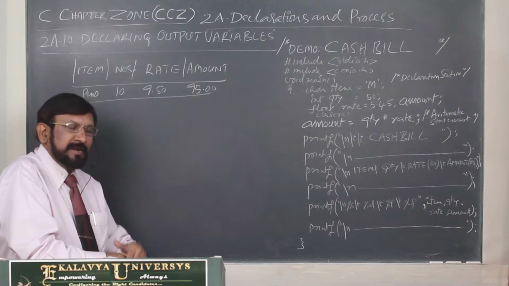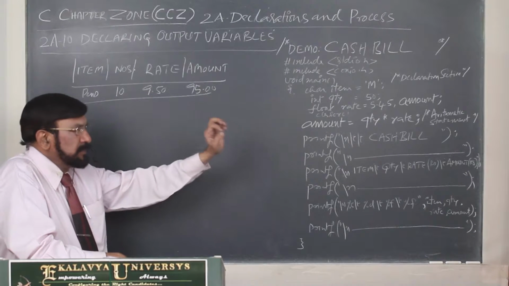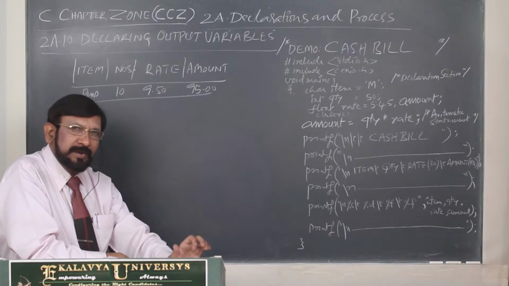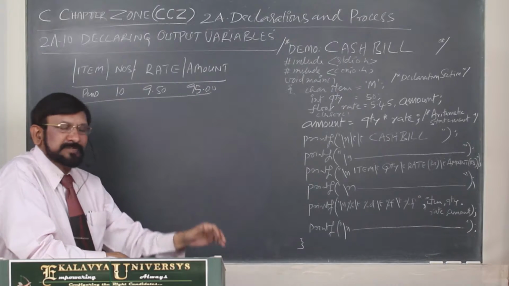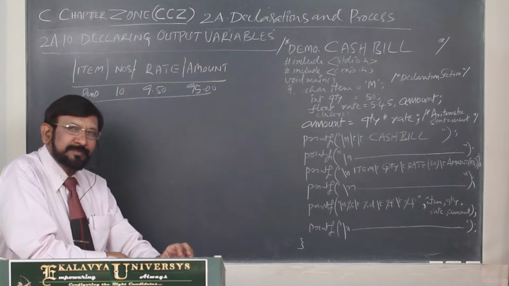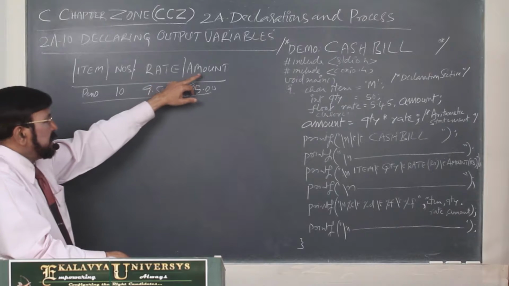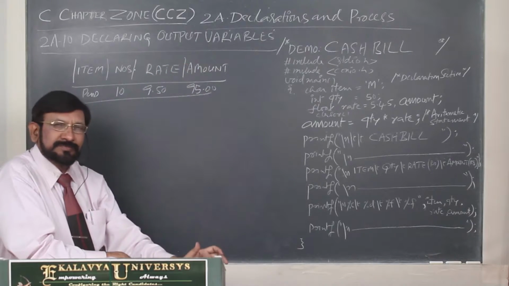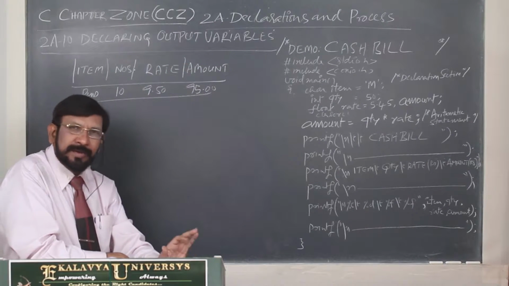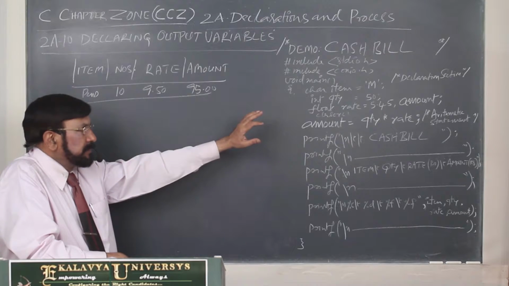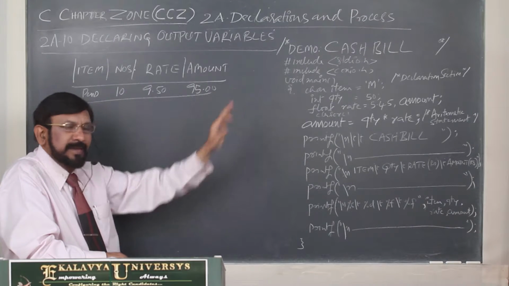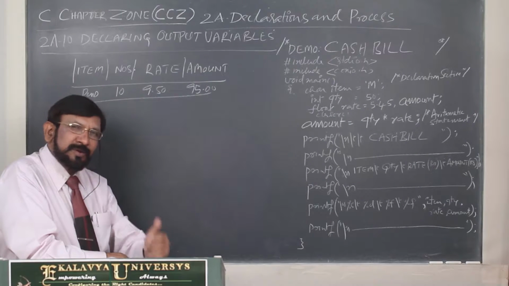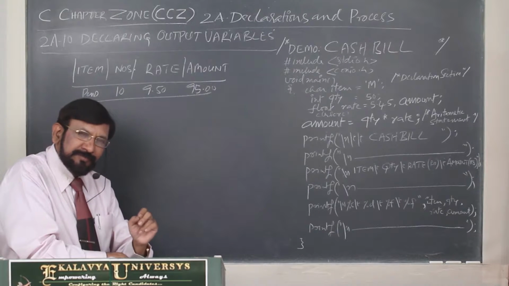So, if we analyze that, how can we write a cash bill? One more data item is missing. What is that data item? Amount is missing. So, if we are able to write amount, we can write a program for printing a cash bill. It is closer to our real life. So, this is the way.